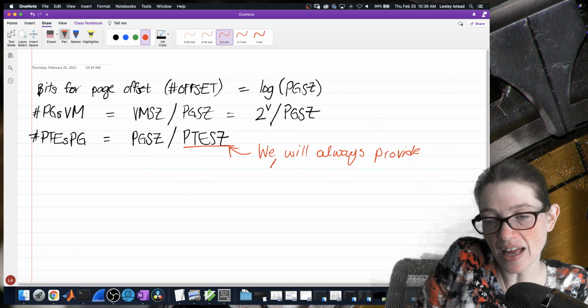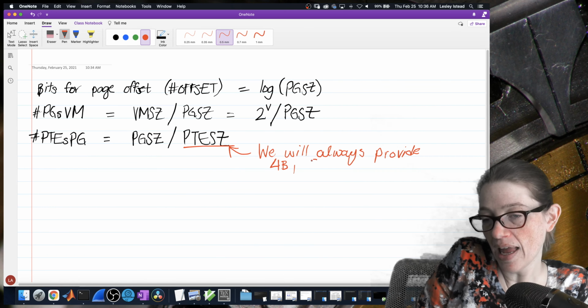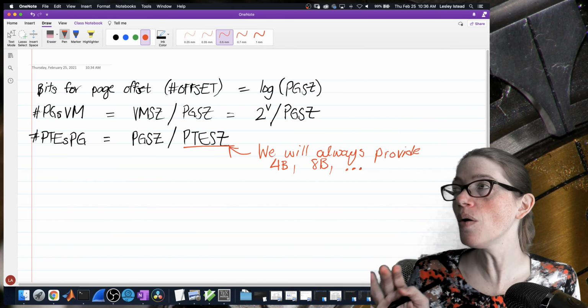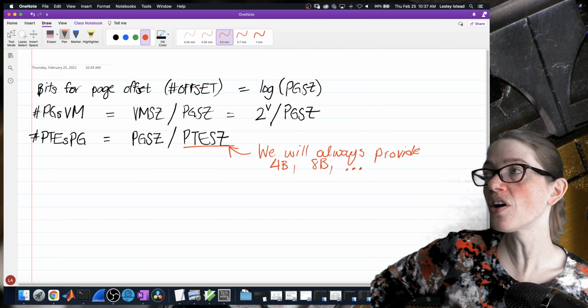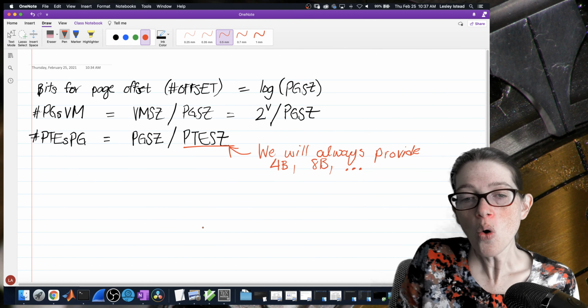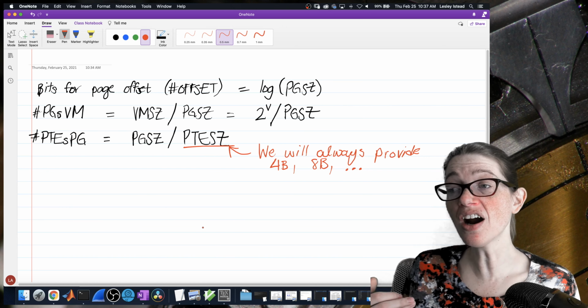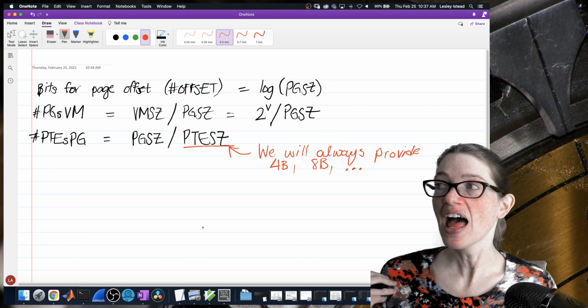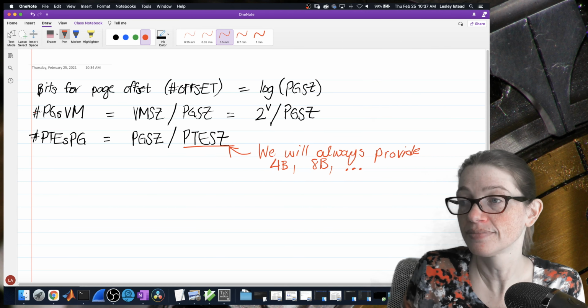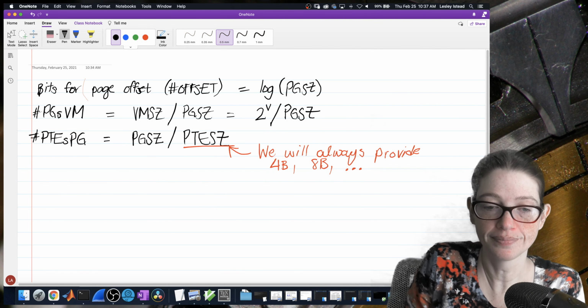It's usually something like 4 bytes, 8 bytes, something like that. We are always going to provide that for you. We're not expecting you to figure out how big the page table entry size should be. Once I have all of this information here, I can now figure out how many levels I need for my page table. This is really cool.